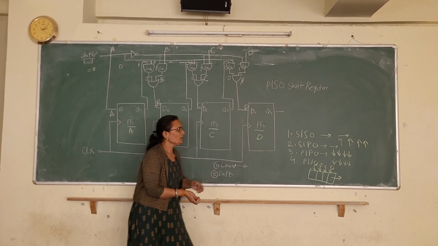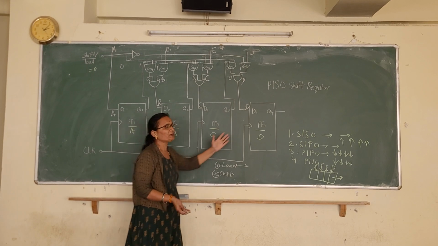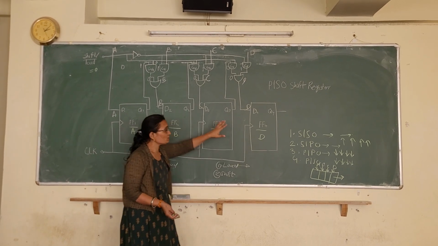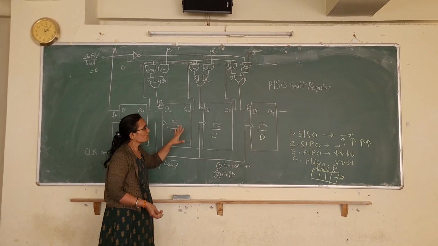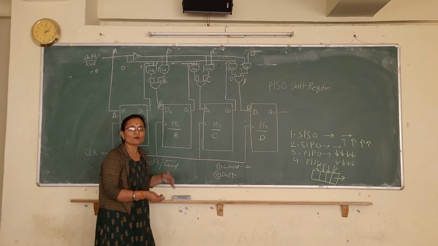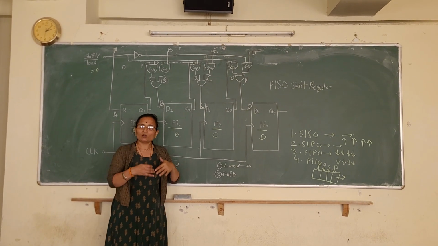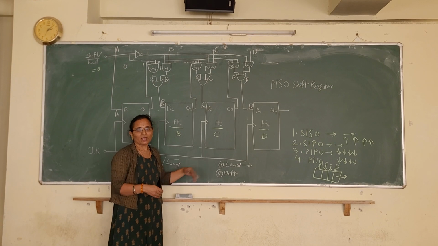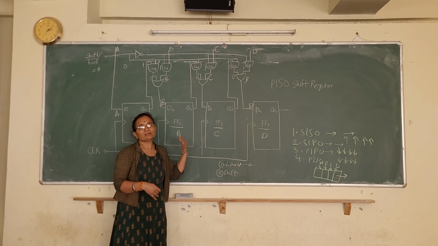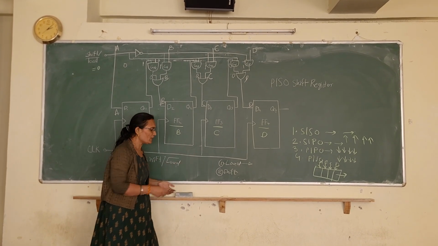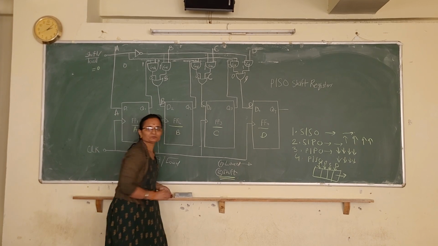In this way, your data is loaded into your respective flip-flops. This is your operation of the shift register in load mode. It means now our data is loaded in parallel into the register. And how the data will be serially out, that will be done with the help of the shift mode.